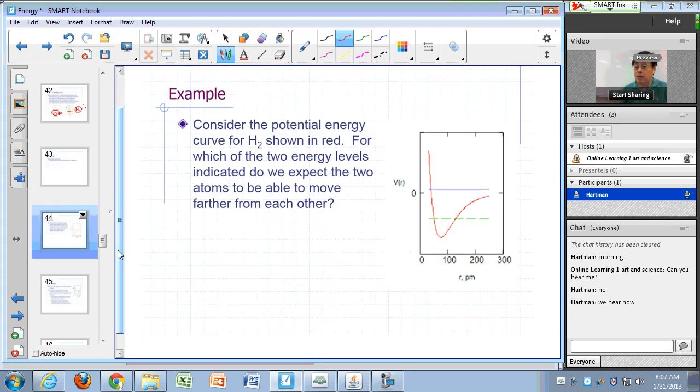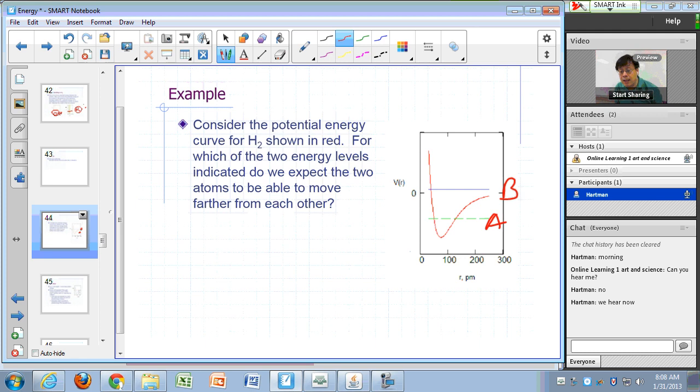So let's take a look at this. Consider the potential energy curve here shown for hydrogen in red. Which of the two energy levels, the green one or the red one, would we expect the hydrogen atoms to be able to separate further from each other? So let's say A and B. Let's make that a clicker question.